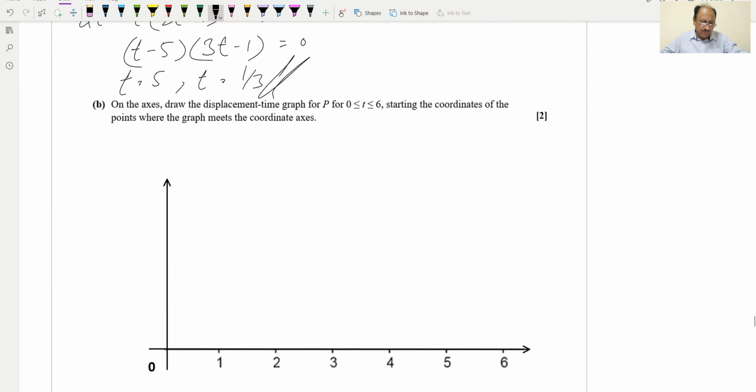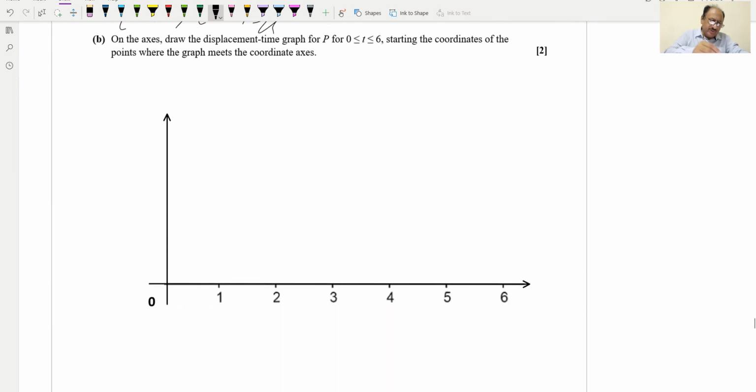Now the b part. The b part says on the axis draw the displacement time graph for t varying from 0 to 6, stating the coordinates of the points where the graph meets the coordinate axis, and this is a 2 mark question.